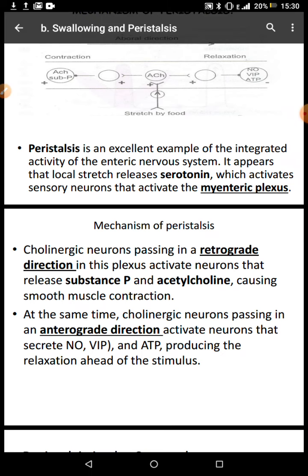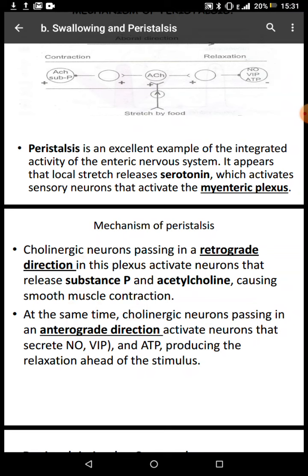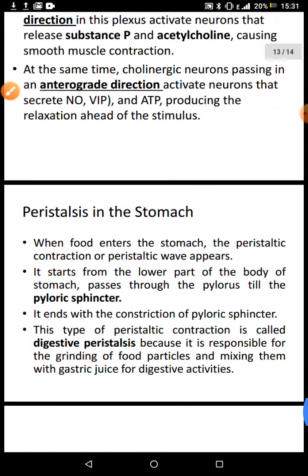Okay. So this is what I was trying to say. Cholinergic neurons passing in the retrograde direction in this plexus will activate the neurons that release substance P and acetylcholine, causing smooth muscle contraction. At the same time, cholinergic neurons passing in the anterograde direction activate neurons that secrete nitric oxide, vasoactive intestinal peptide, and ATP, producing relaxation at the head of the stimulus.